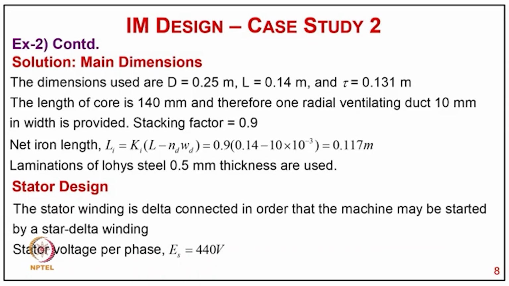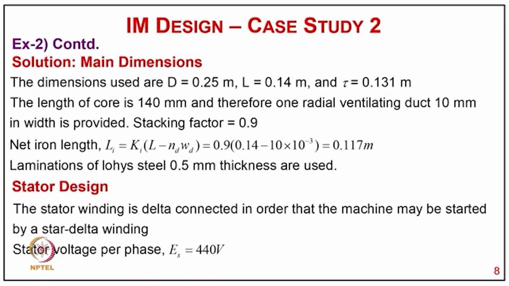Now D equal to 0.25 meter and L equal to 0.14 meter, as we got from the output equation. So tau is 0.131 meter. The length of the core is now 140 millimeter, and therefore one radial ventilating duct of 10 millimeter in width is provided, considering a stacking factor of laminations of 0.9.